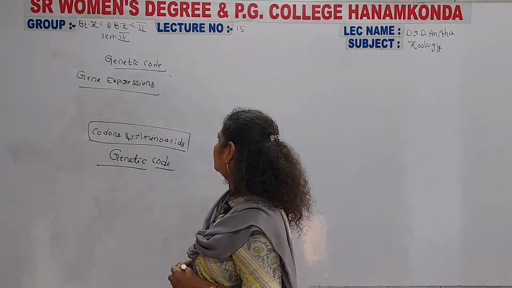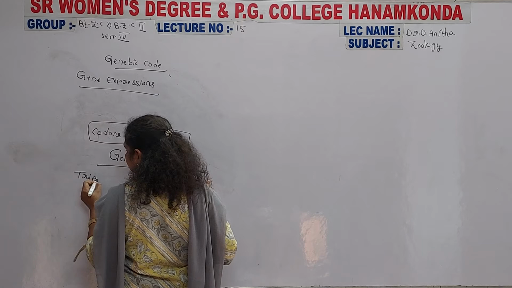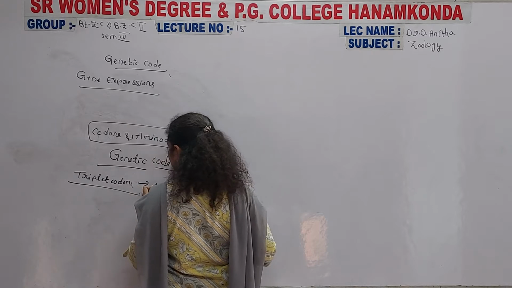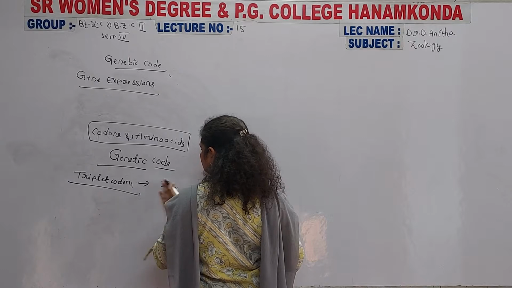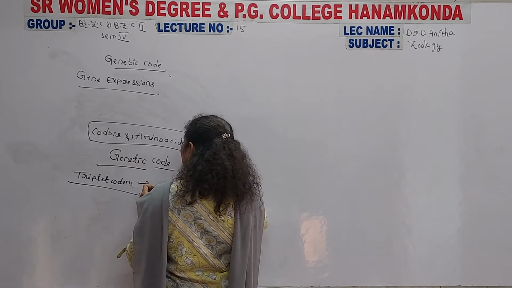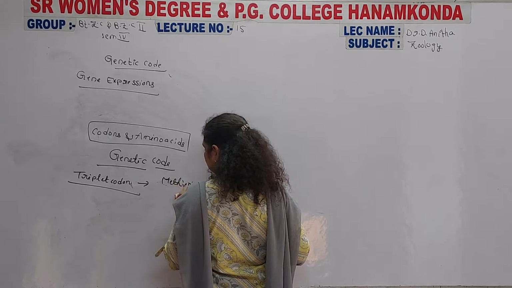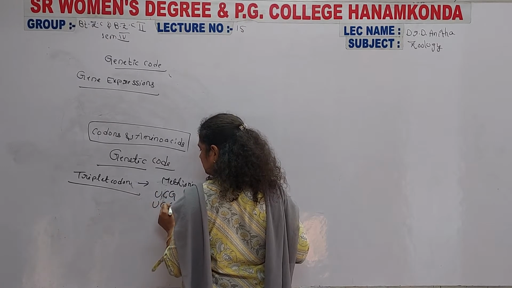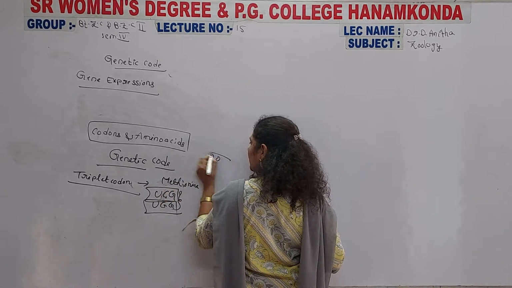So these are the genetic code. Mainly it is a triplet codon. Triplet codon means it contains three bases, such as UAG. Methionine is the initiator amino acid. Then UCG, UGG. In this manner, there are totally 20 amino acids.